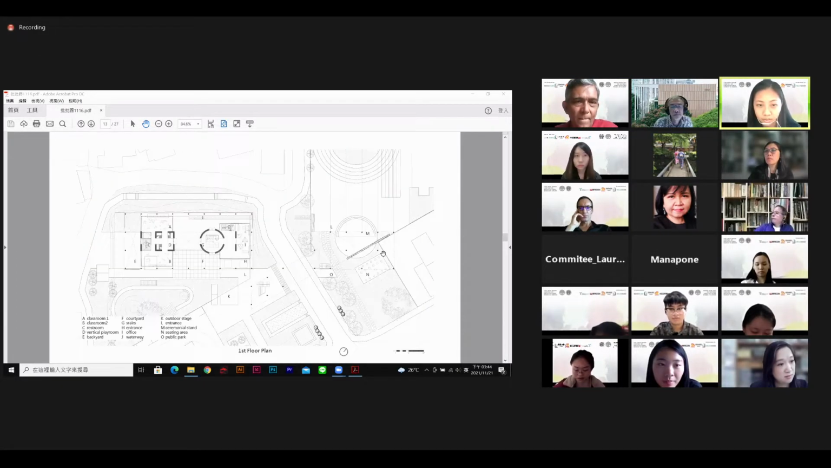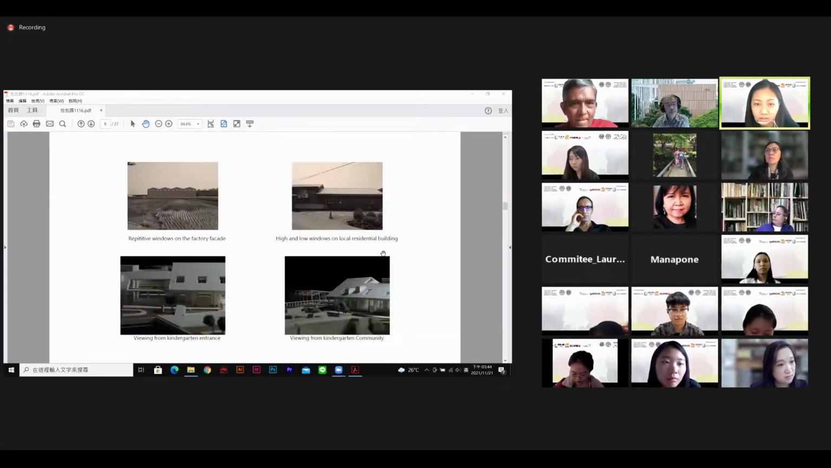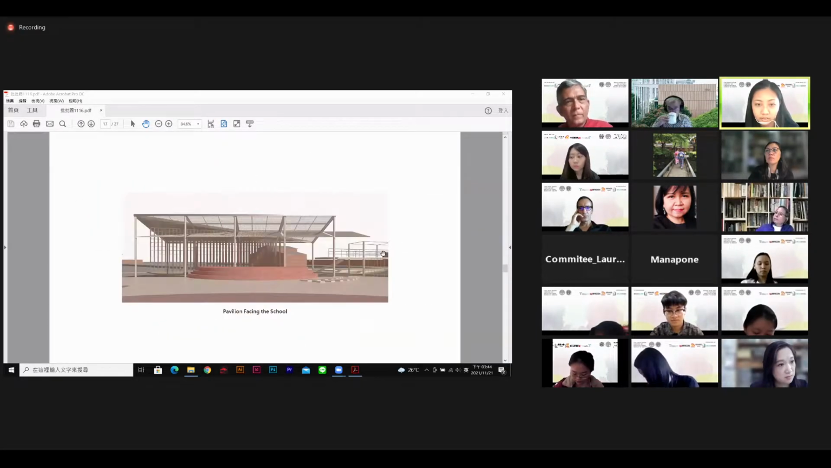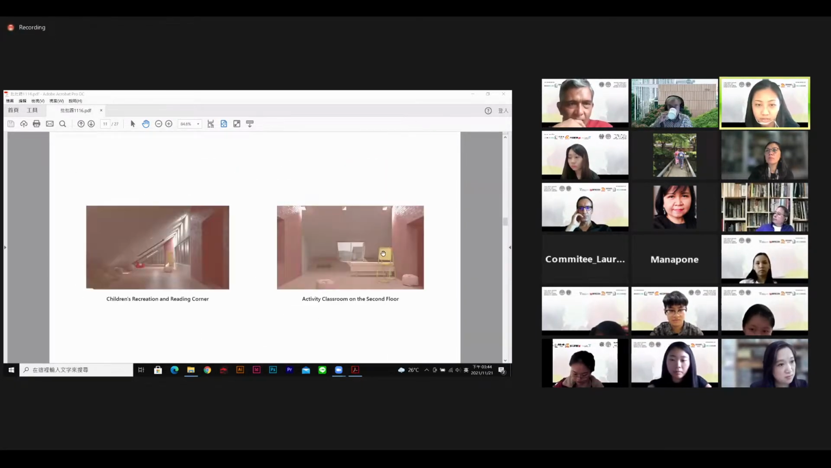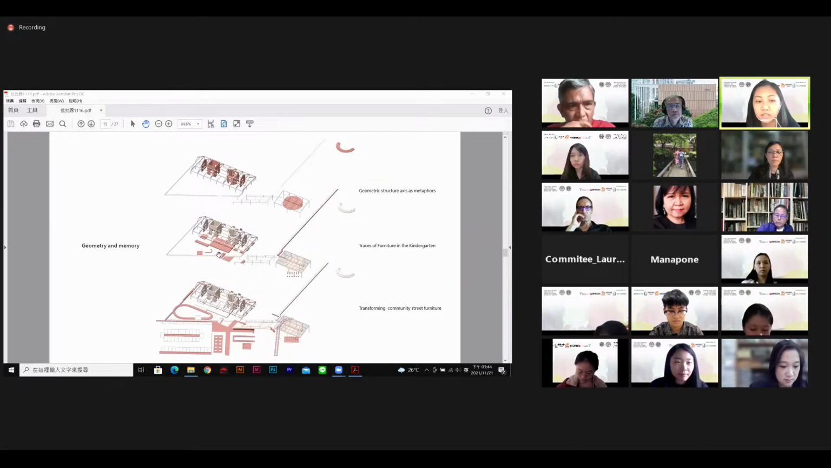In the kindergarten part, I use scale. Second, the scale changes by the stepping roof, which can create a walkway on the right and also a reading corner only for children on the left. And the outside equipment and furniture beside the kindergarten are also only for the kindergarten students.